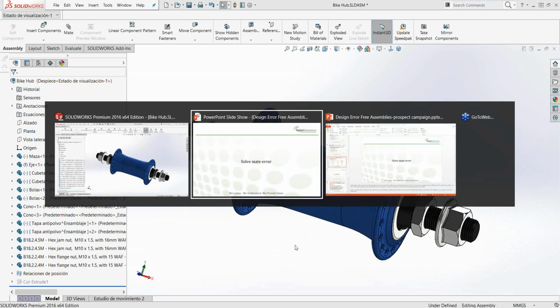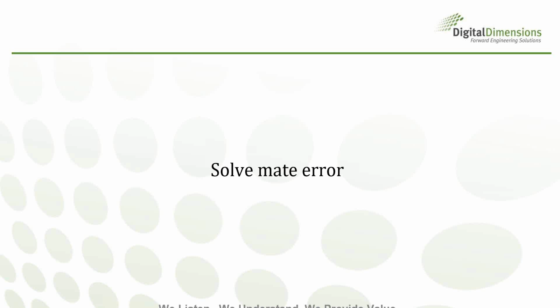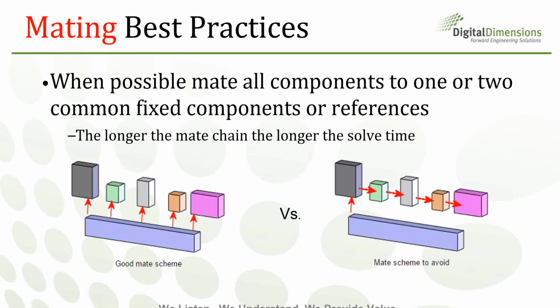So let's jump back into the PowerPoint. That's one way to solve that mate error really easily. The next thing I want to show was this little mate scheme that I researched a bit. A really good tip is, when possible, mate all your components to one or two common fixed components or references. You can see the good mate scheme on the left. Every individual part is based off of mating to one part, and then on the right you have what they call a chain of mates. So you have one part mated to the main part, and then other parts following along that.